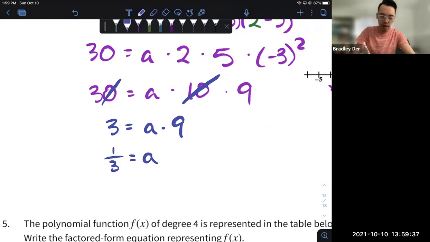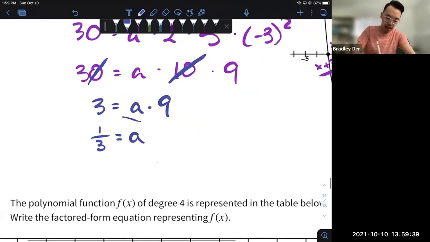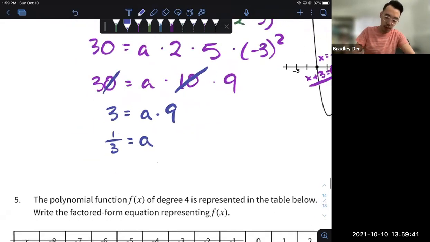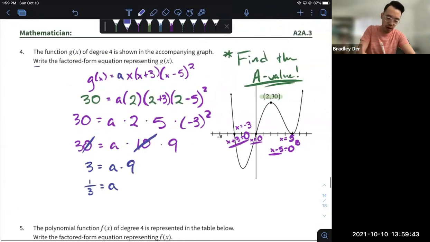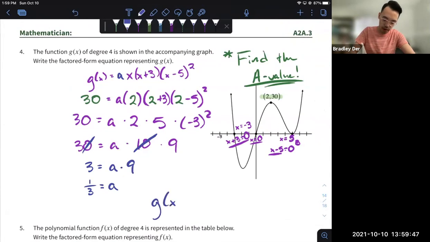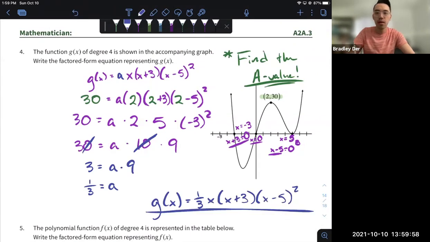Right? And as we talked about before, this is not the final answer, right? That is part of the final answer, but you were told to write the factored form equation. So that is what you need to provide. Right, g of x is equal to 1/3 times (x plus 3)(x minus 5) squared. Right, there we go.